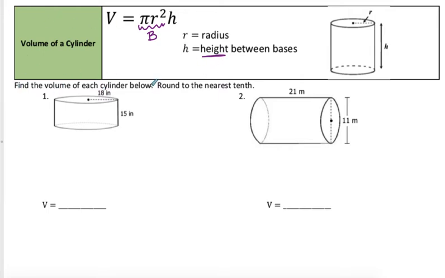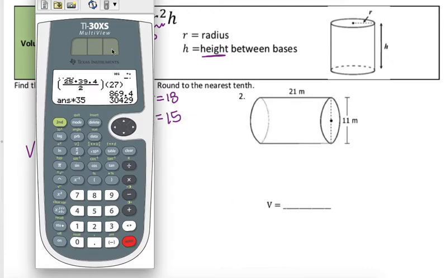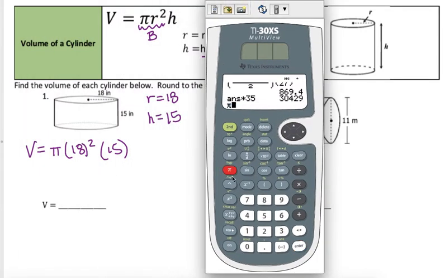So let's go ahead and plug and chug here. As long as we have radius and height, we can go straight to our calculator. Round to the nearest tenth. So volume here, okay, we need a radius and we need a height. The radius they give us is 18, coming out from the center to the edge of the circle. Height between the bases is 15. So I can go ahead and fill this in. Pi radius squared times 15. And so I'm ready to use my calculator. I'm going to go pi radius squared, so 18 squared times 15.